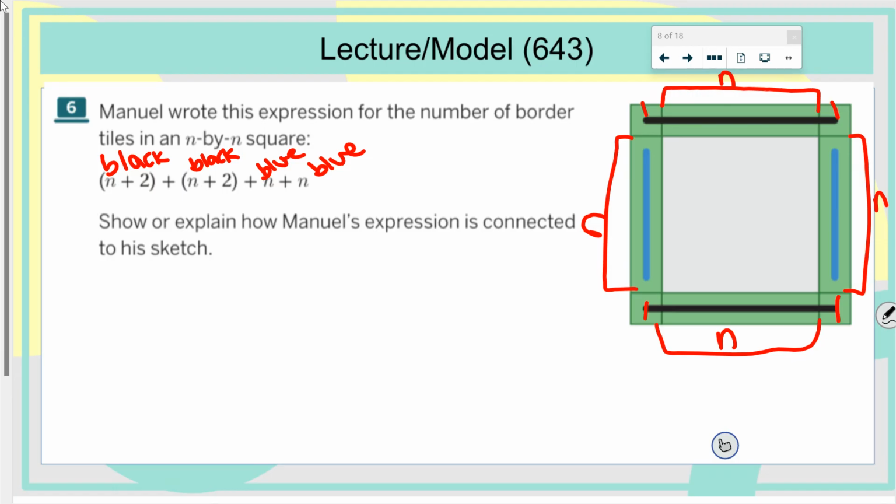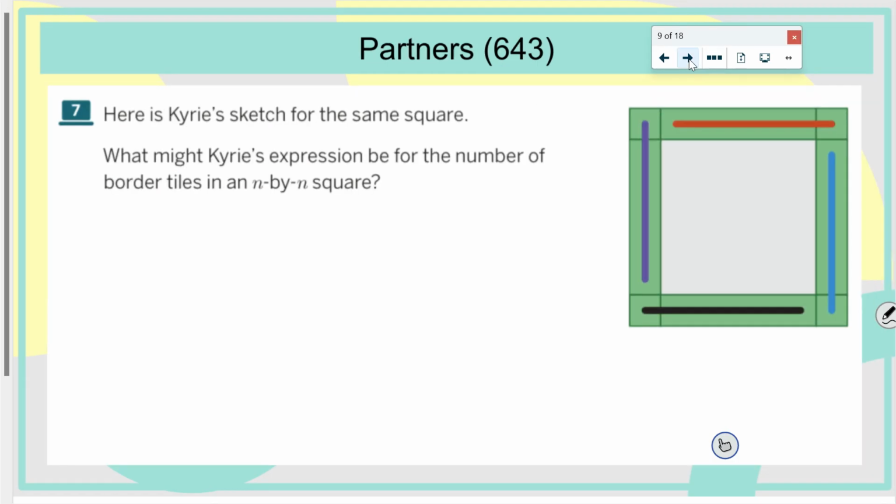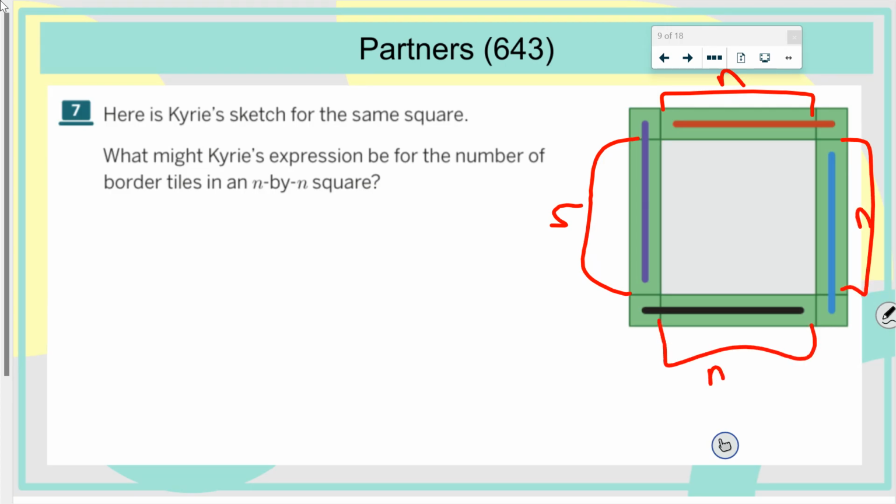All right, let's keep going. What might Kyrie's sketch be for the number of border tiles for an n by n square? All right, so we know that each of the sides is n, but then each one has an extra 1. Each n has an extra 1. So let's look at the red line. The red line would be n plus 1.